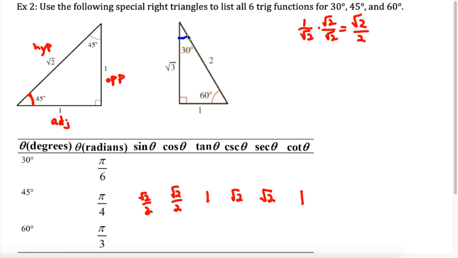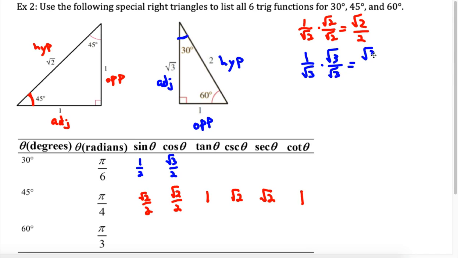So with respect to 30 degrees, this is the opposite side, adjacent, and hypotenuse. So the sine, opposite over hypotenuse, would just be 1/2. The cosine, adjacent over hypotenuse, square root of 3 over 2. And the tangent, opposite over adjacent, well, that would be 1 over the square root of 3. So rationalizing that, multiply both the numerator and denominator by square root of 3 would get me the square root of 3 over 3.